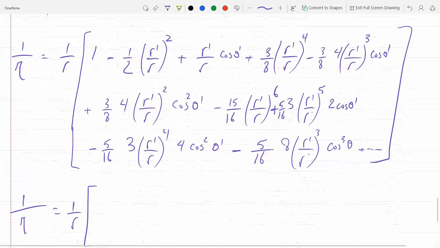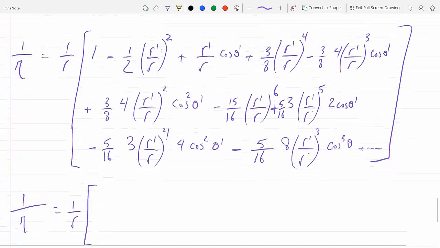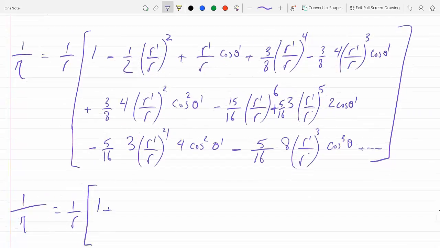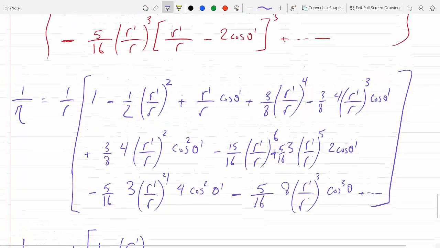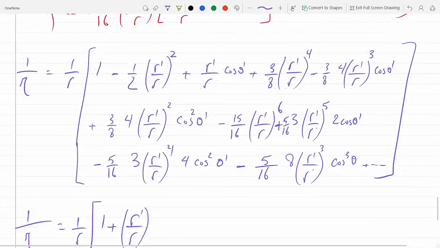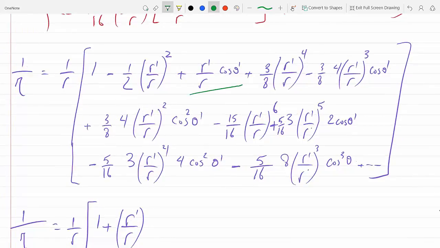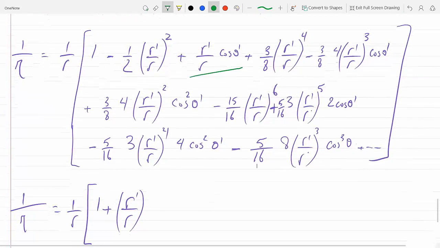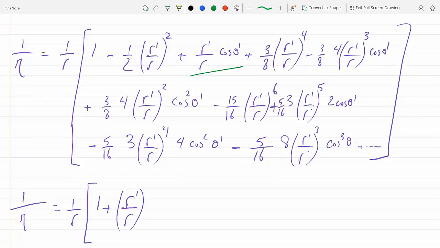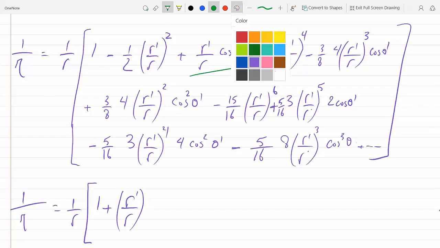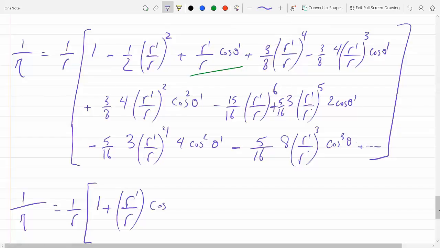Okay, so let's group them. This is 1 plus... what multiplies r prime over r? We only have a power of 1, there's just one term, which is this. Is there anybody else with r over r prime? No, there's only one. So that's just cosine theta prime.